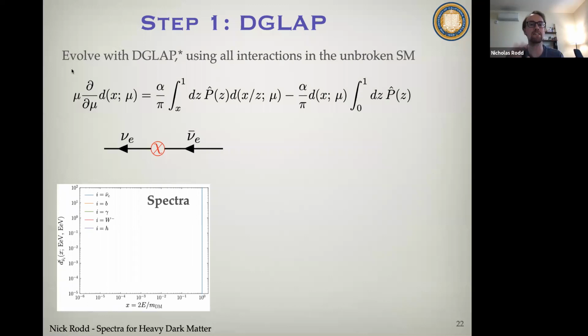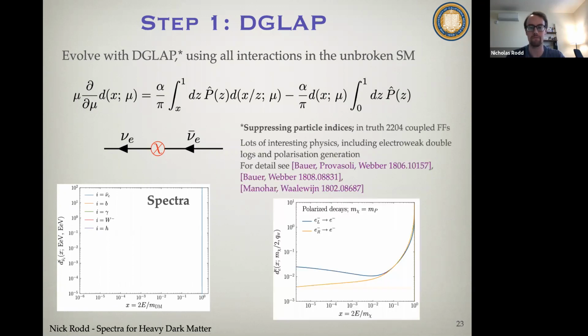So this is, as I said, a bit of an overly simplistic view of what we're doing. Let me just give you a bit of a taste for what's actually happening under the hood. So in truth, I've suppressed the flavor indices here. And when we're working in the full unbroken standard model, in total, when you account for those flavor indices, we're going to have 2,204 coupled fragmentation functions. So you need to do some tricks to try and reduce the number of equations that are coupled together.